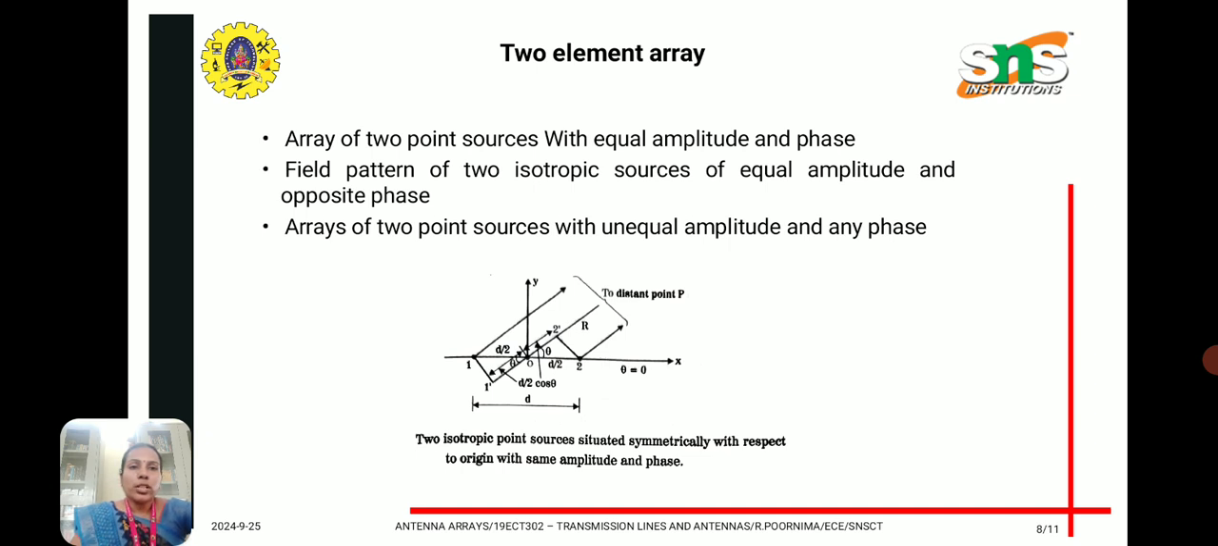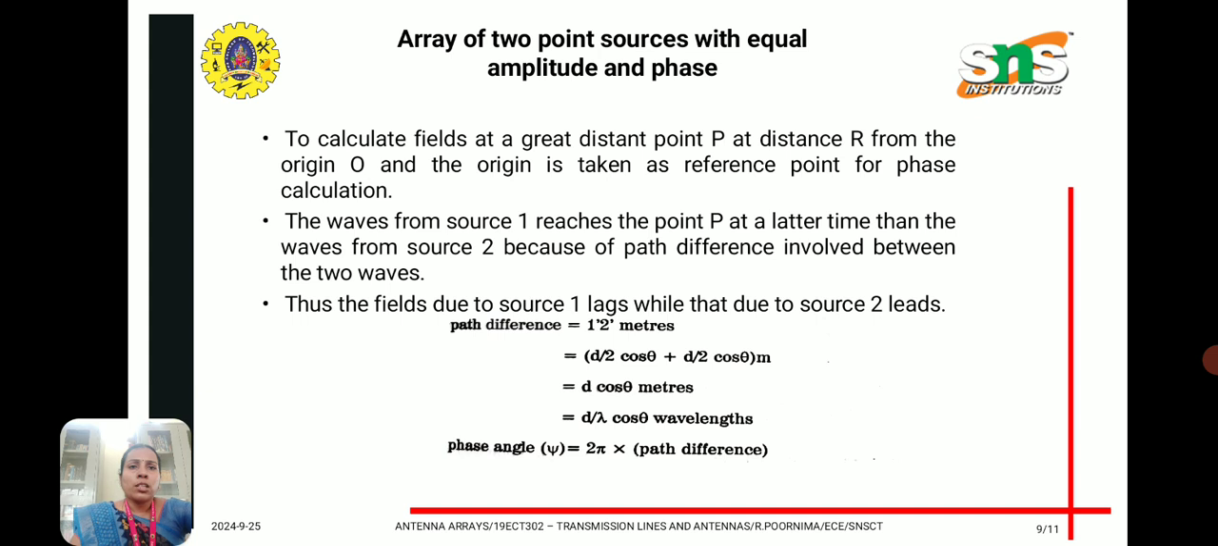In this picture, two isotropic point sources situated symmetrically with respect to the origin with the same amplitude and phase are taken. To calculate the field at a great distance point P at distance r from the origin, the origin is taken as the reference point for phase calculation. The waves from source 1 reach the point P at a later time than the waves from source 2 because of the path difference between the two waves. Thus the field due to source 1 lags while the field due to source 2 leads. The path difference is calculated as follows.